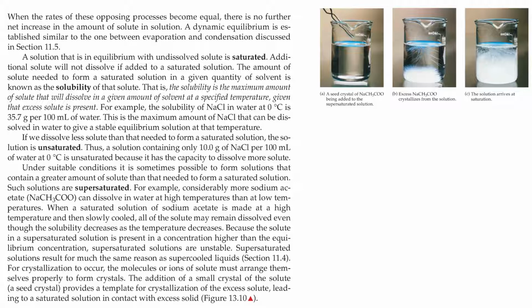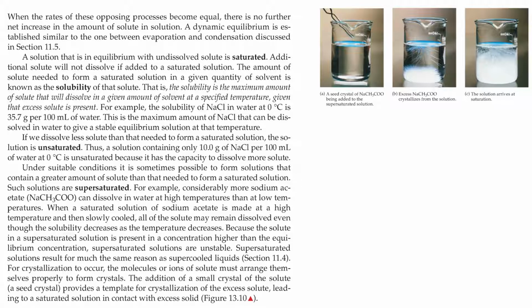Under suitable conditions, it is sometimes possible to form solutions that contain a greater amount of solute than is needed to form the saturated solution. Such solutions are called supersaturated. For example, considerably more sodium acetate can dissolve in water at high temperature than at low temperatures. When a saturated solution of sodium acetate is made at a high temperature and then slowly cooled, all of the solute may remain dissolved even though the solubility decreases as the temperature decreases.